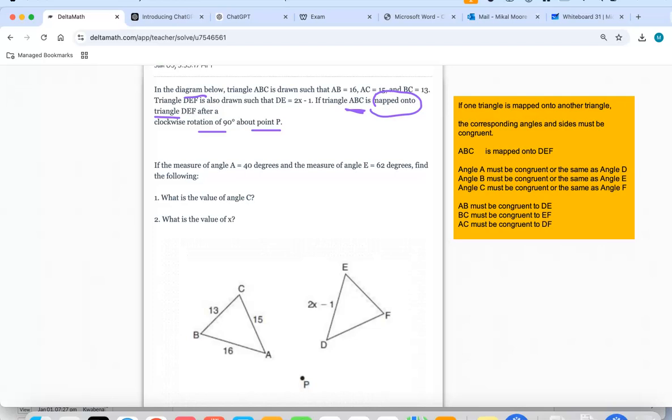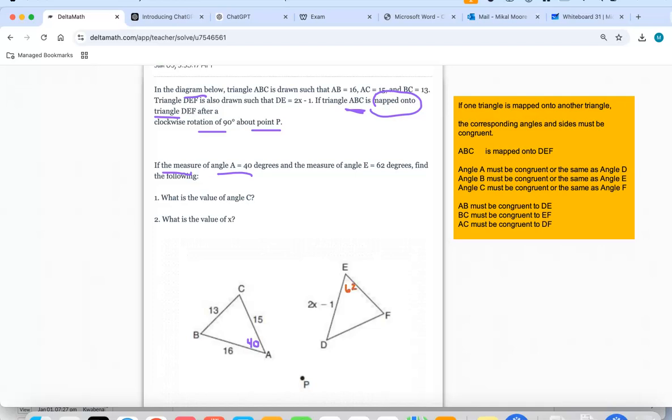This is important, so we're going to use this to help us solve the question. Notice they said if the measure of angle A is 40, so let's just write that in. So this angle is 40. The measure of angle E is 62.